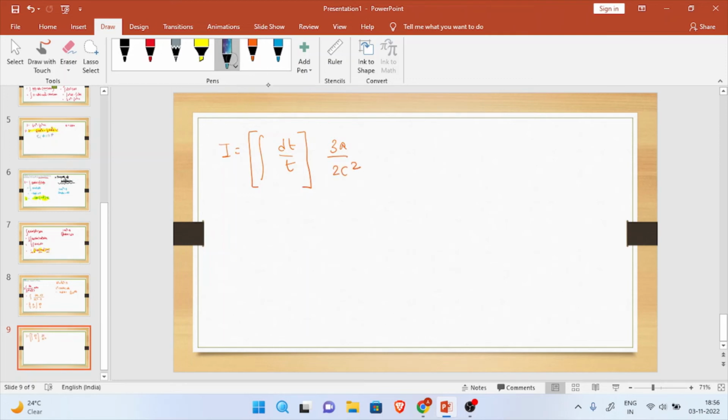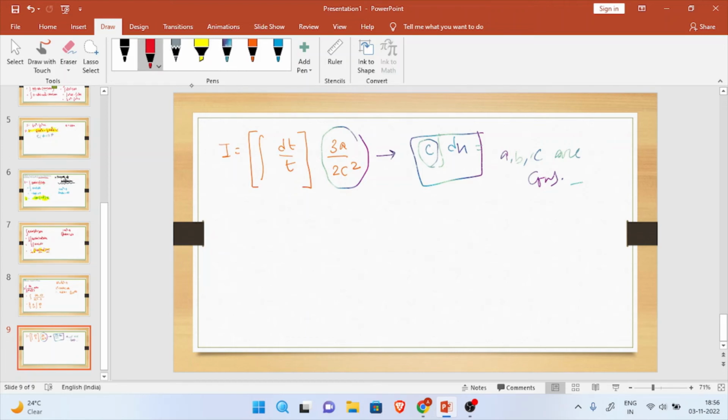See, here this term is a constant. So we can easily take the constant term out, because it will not hamper our integration. I just took this constant out as a, b, c are constants here. So if I continue this, I will get 3a by 2c square ln t plus c.